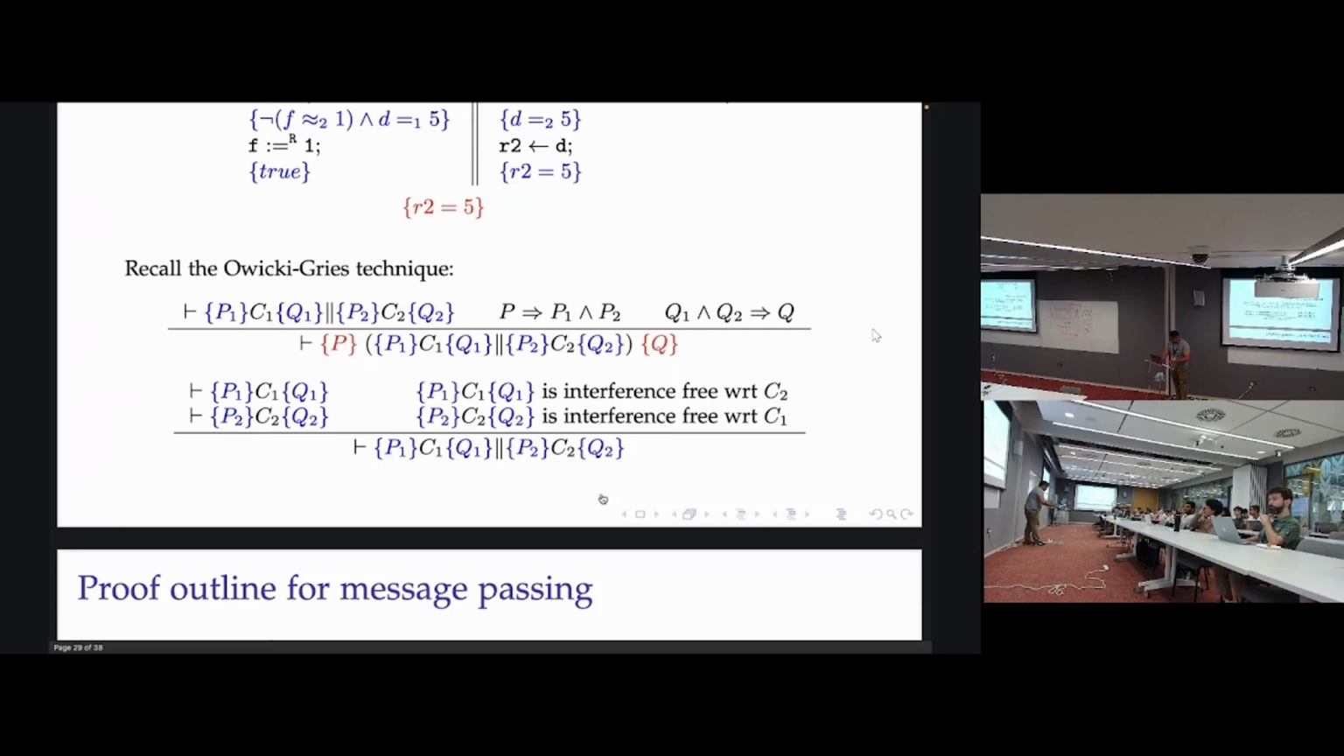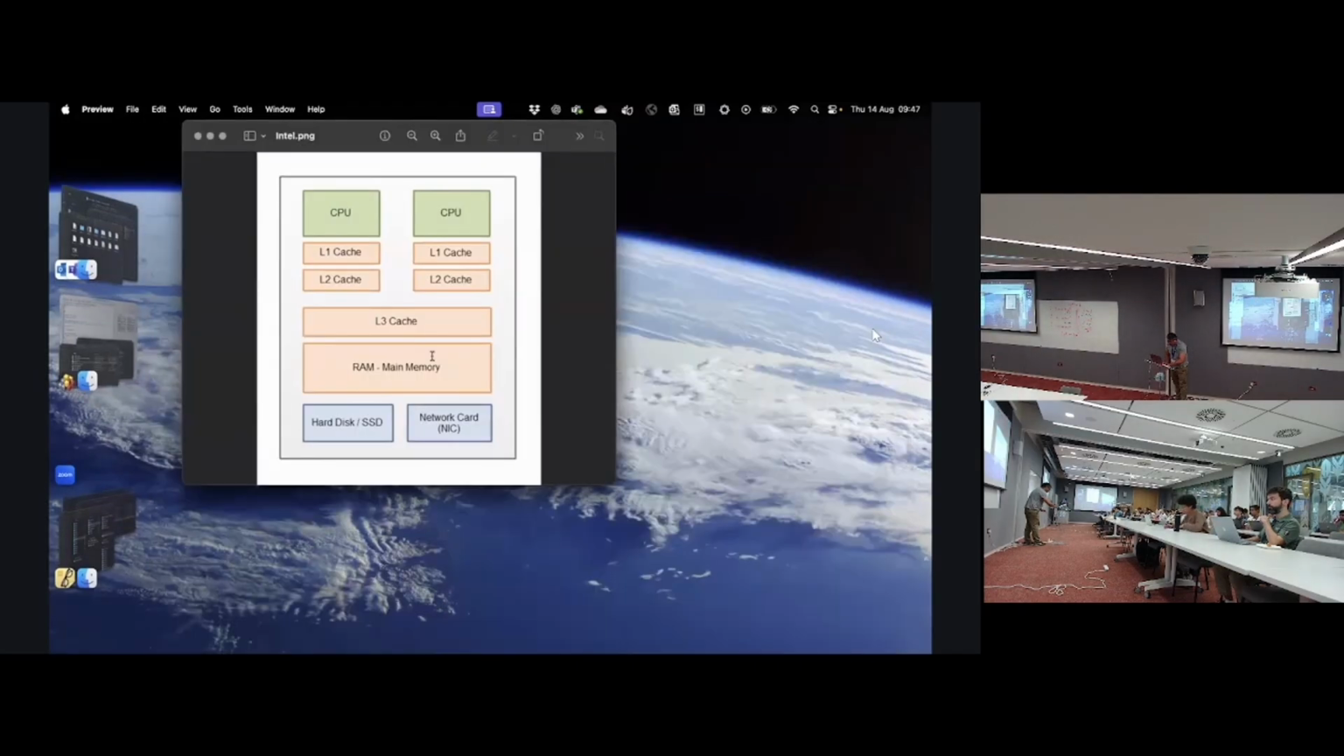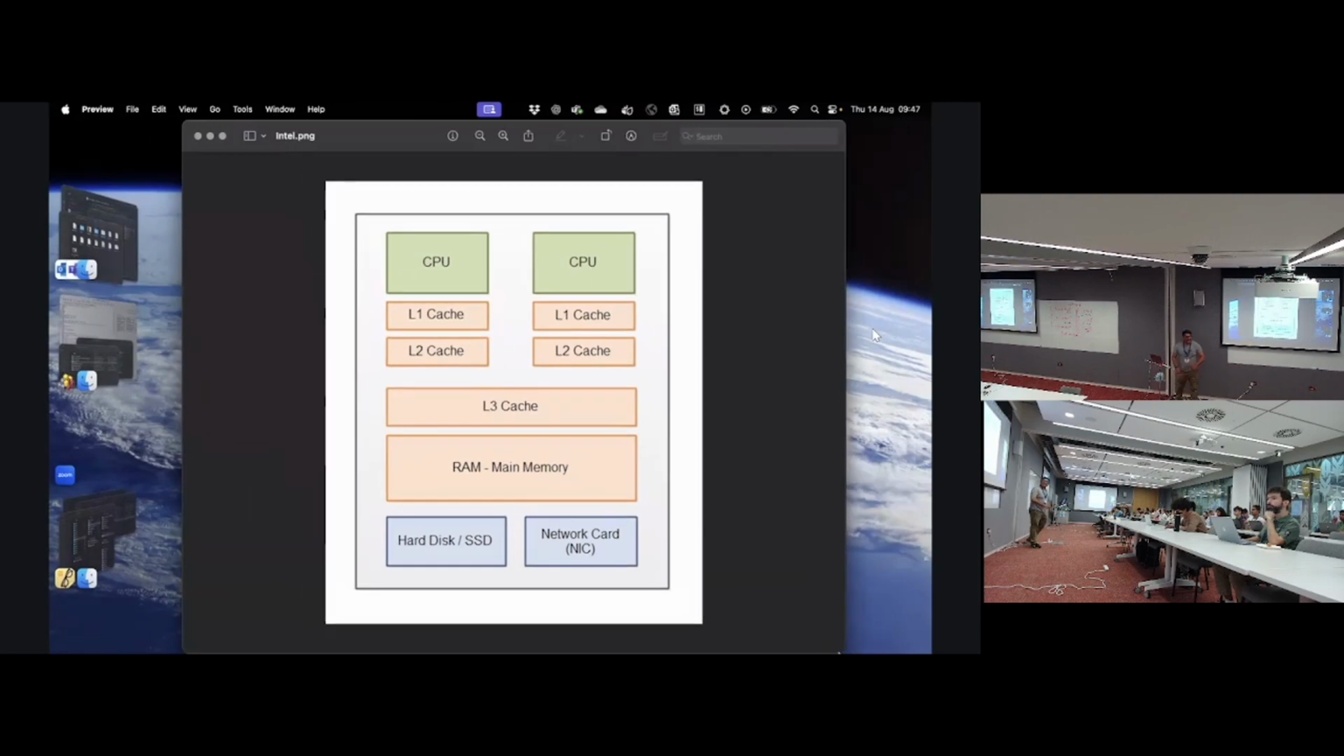Now I'm going to show you a scary picture. Not necessarily that scary, but a picture. It's actually very benign. Okay, there's a picture. What's going on here? What's going on here?